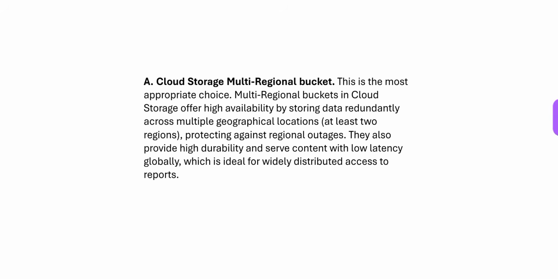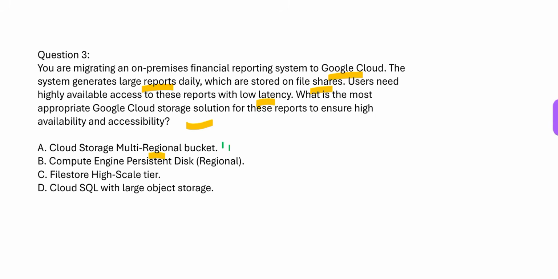We will go through those options, but multi-region buckets in Cloud Storage offer high availability by storing data redundantly across geographical locations. They also provide high durability and serve content with low latency globally, which is ideal for widely distributed access to reports. See, imagine there is a regional outage. You have your reports in US Ohio, and there is a regional outage. You have to go to a different region, maybe somewhere in US California, there is a separate region. So you would not lose access to the reports. That is what is required. So it is highly available. So option A would work. This should be the answer.